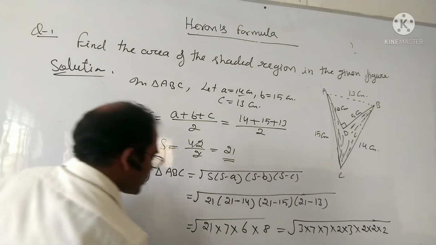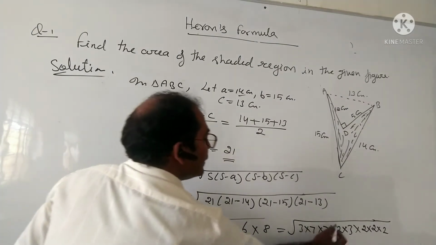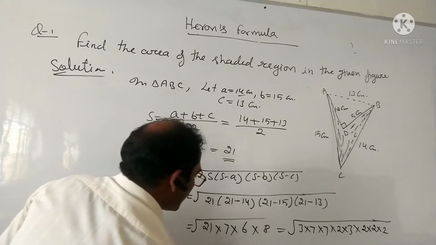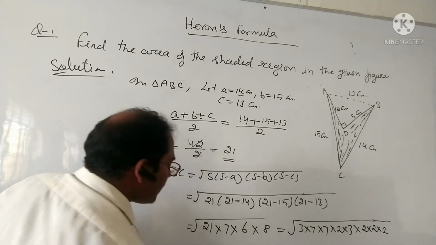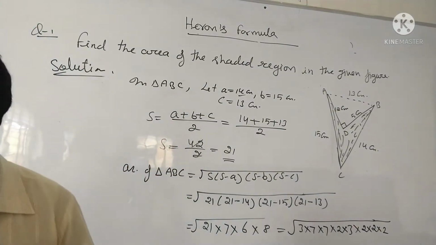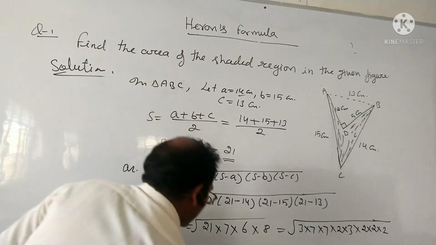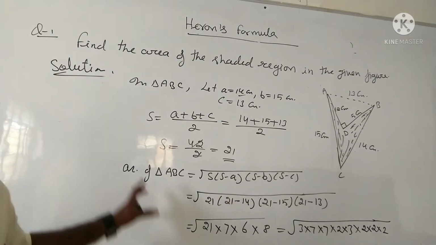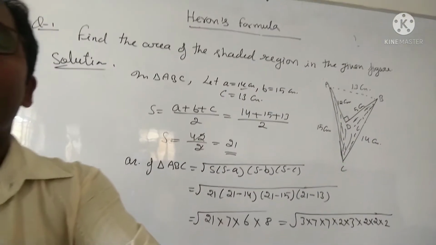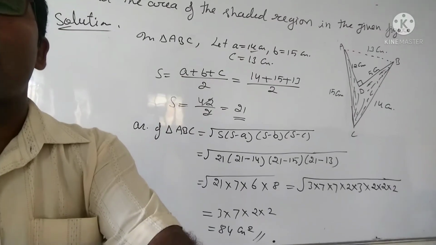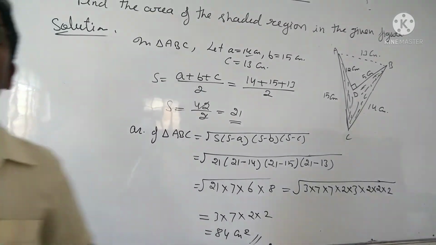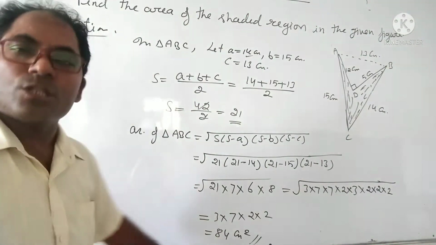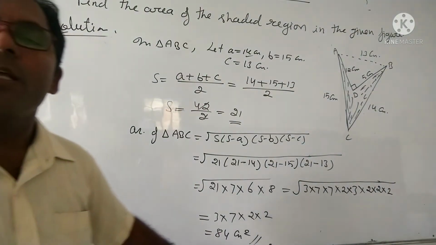When we find the square root, the answer will be 3, one pair from 3, one pair from 7, and two pairs of 2. 2 into 2 is 4, 4 into 3 is 12, 12 into 7 is 84. So 84 centimeter square is the area of triangle ABC. Is that clear? Okay, next.